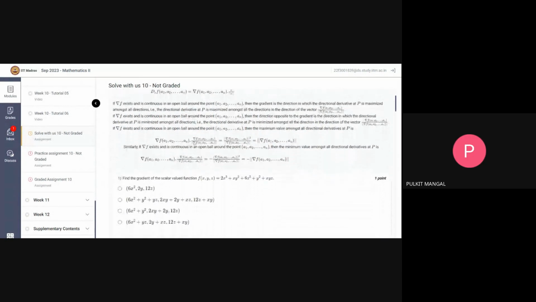So now let's read this line. Gradient continues. Last line: if the gradient of function f exists and is continuous in an open ball around the point (a1, a2, ..., a10), then the maximum value among all the directional derivatives occurs at this point. So this is what we are calculating here, the maximum value, that is the norm of the gradient. While in the question, they are asking you to find the direction.